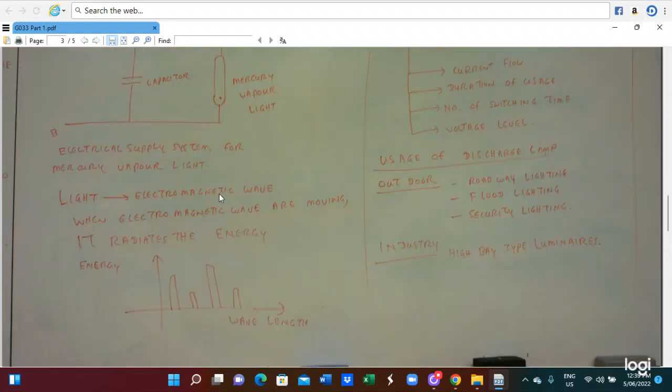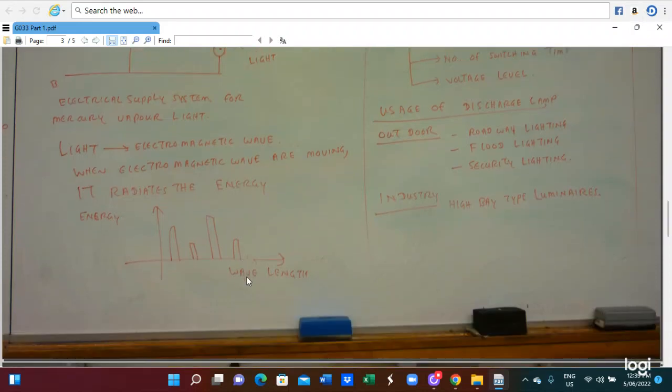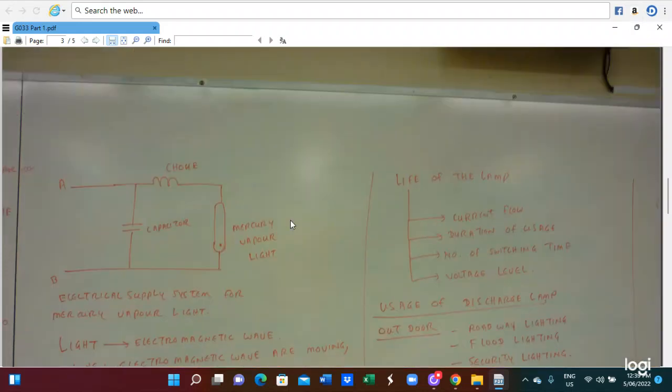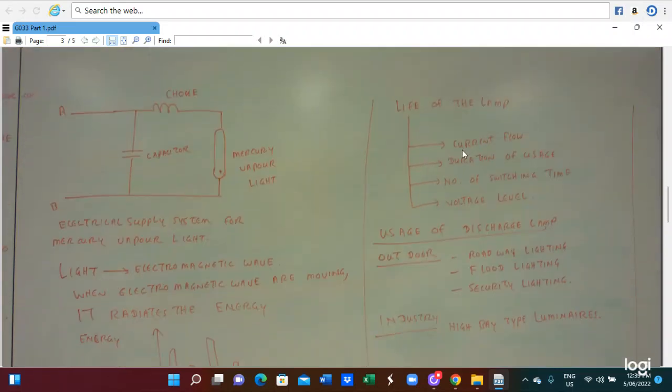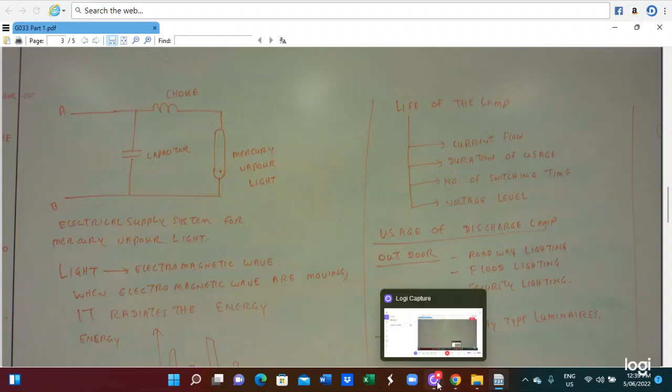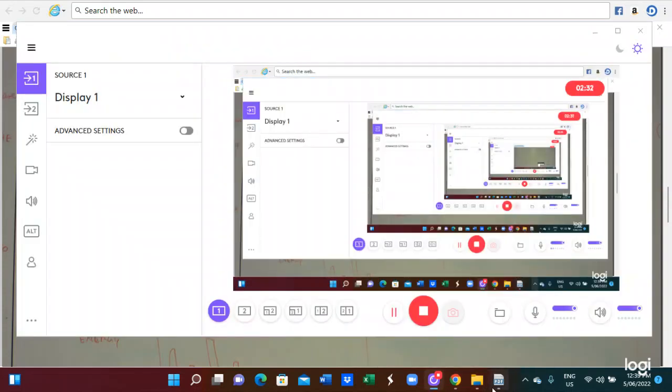Light is an electromagnetic wave. When the electromagnetic waves are moving, in this case the I squared R radiates the energy released. So this is the wavelength and the energy level. We can draw the graph like this. Now, the life of the lamp depends on the current flow, the duration of usage, the number of switching times, and the voltage level. So those determine the life of the lamp.